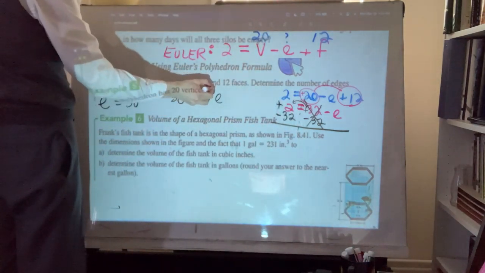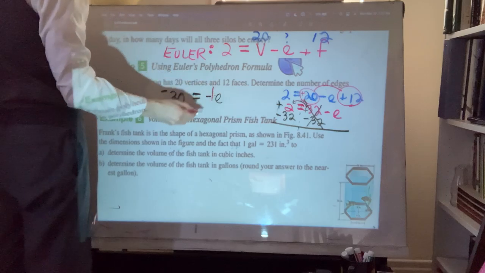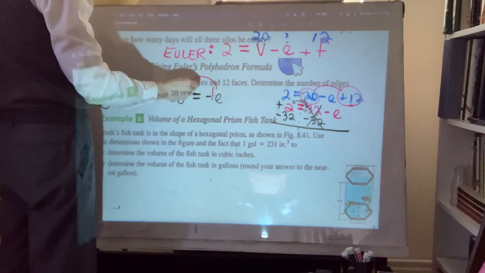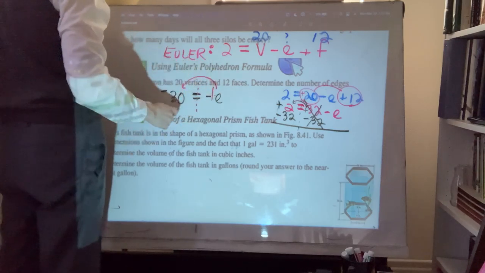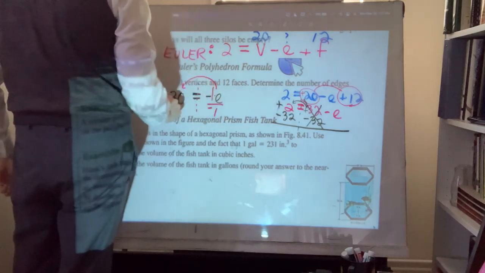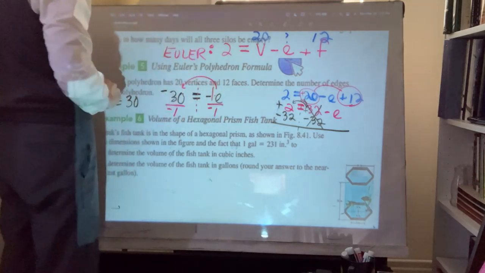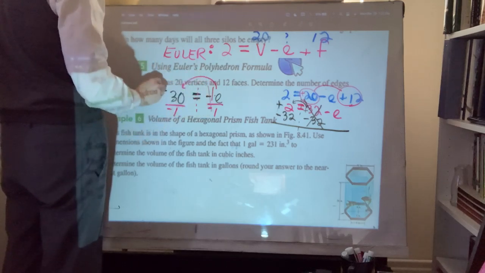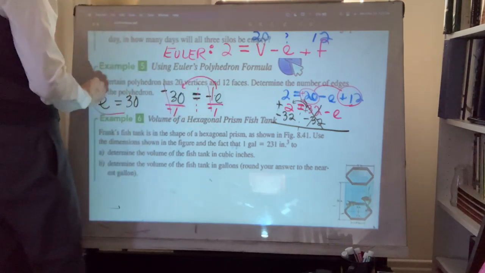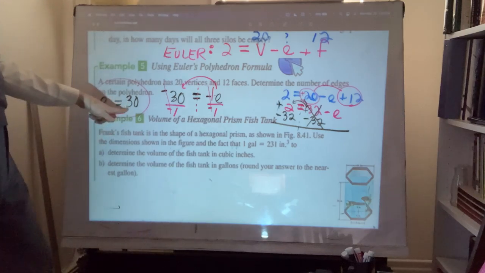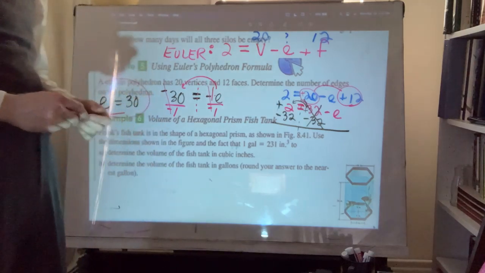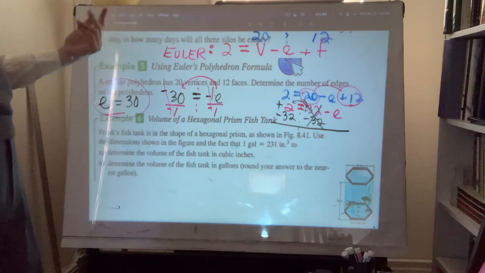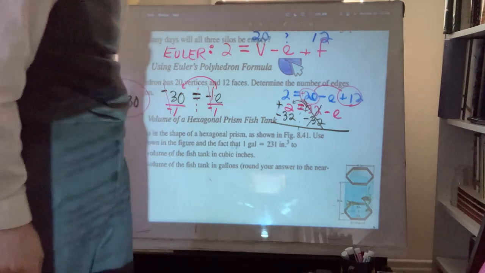This is really a coefficient of negative 1. If you wanted to move negative 1 for the sake of solving over equals, you would divide by negative 1, and then divide by negative 1 here to be consistent. A negative divided by a negative is a positive, and the same thing would result here. So the number of edges would be 30 edges for a dodecahedron, it sounds like. If it has 12 faces, I'm going to go ahead and assume it's a dodecahedron.